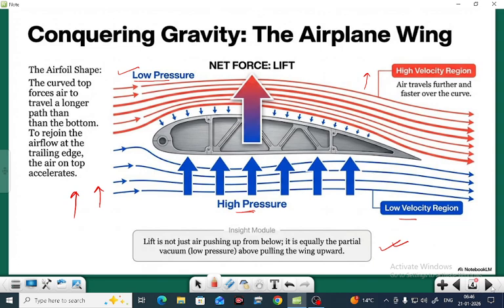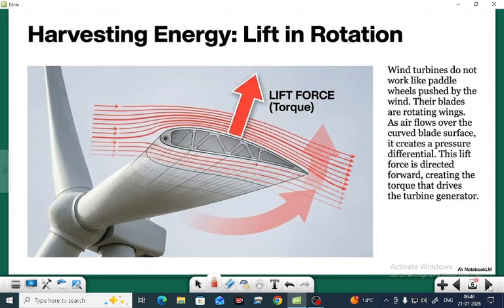Next, what you see here is harvesting energy, lift in rotation. Lift force, torque, you can see here. Wind turbines, we have seen the wind turbines. Wind turbines do not work like paddle wheels pushed by the wind. The blades are rotating wings.